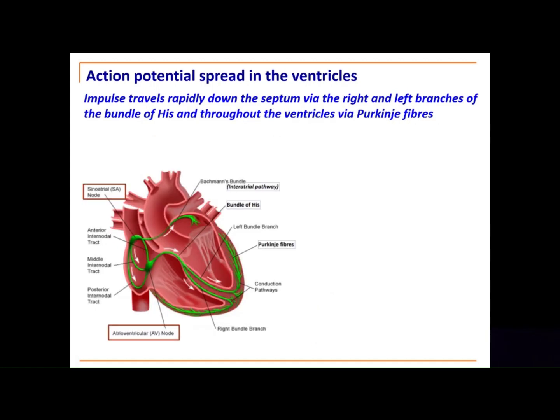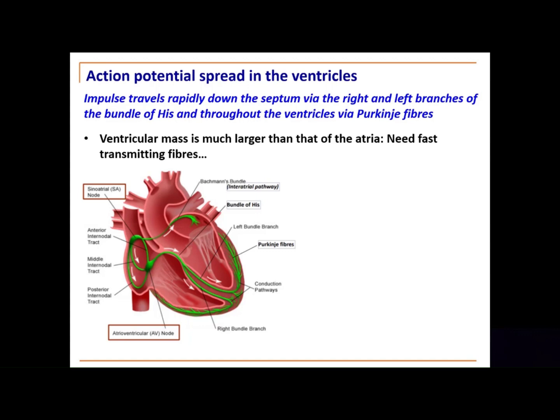So, once we've got to the AV node here, the impulse travels very rapidly down the septum, so down there, and the left and right branches of the bundle of His, and then throughout the Purkinje fibres, which are surrounding and engulfing around the entire ventricle mass. Remembering the ventricular mass is in 3D and this image is in 2D, so you can just see it going there, but of course it's all the way over the top and around the bottom of the ventricles as well.